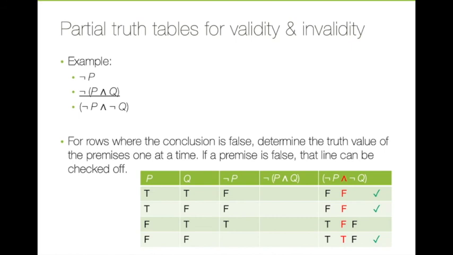However, not P is true in row 3. So for that row, we're going to have to test the other premise as well. And when we determine the truth value of that second premise, not P and Q, on the third valuation, we find out that that premise is also true. This means that this argument has a valuation where there are all true premises and a false conclusion. That shows the argument to be invalid.